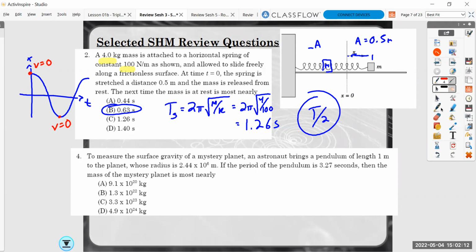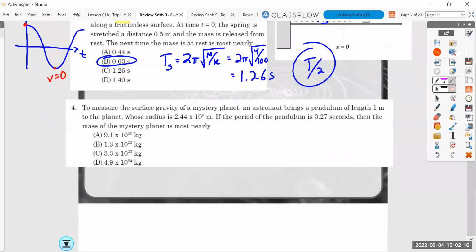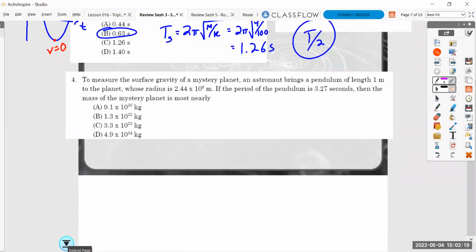All right. Number 4 is the aforementioned obnoxious question. Although it is maybe how you would measure the gravity on a planet. So we bring a pendulum of length 1 meter to the planet, and it gives us the period of the pendulum. The first thing that people wanted to do, which is totally reasonable, is T equals 2 pi root L over g, and let's see if we can find the acceleration of gravity, little g. So here we're going to divide by 2 pi.